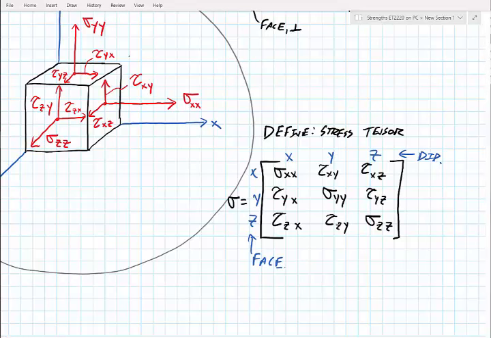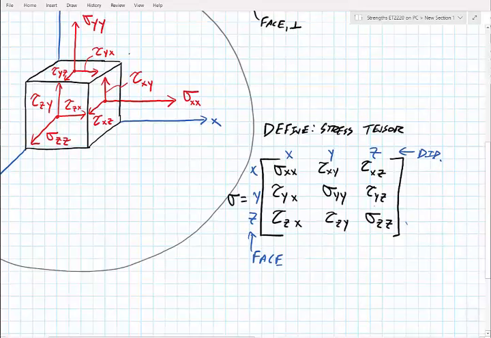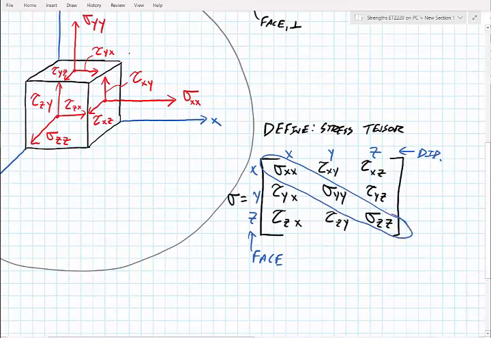So we have faces and columns, and what that really does for us is it gives us this pattern where I have my sigmas along the diagonal, xx, yy, and zz, right? And then my shear stresses are moving away from that.